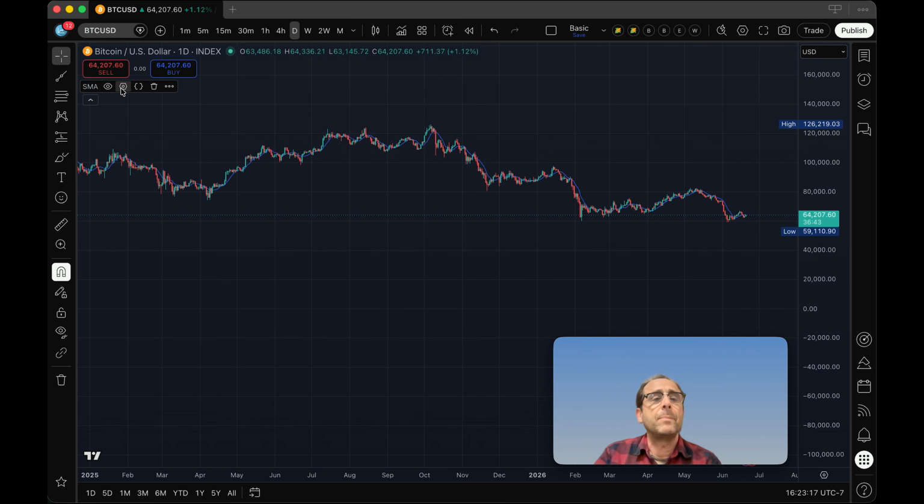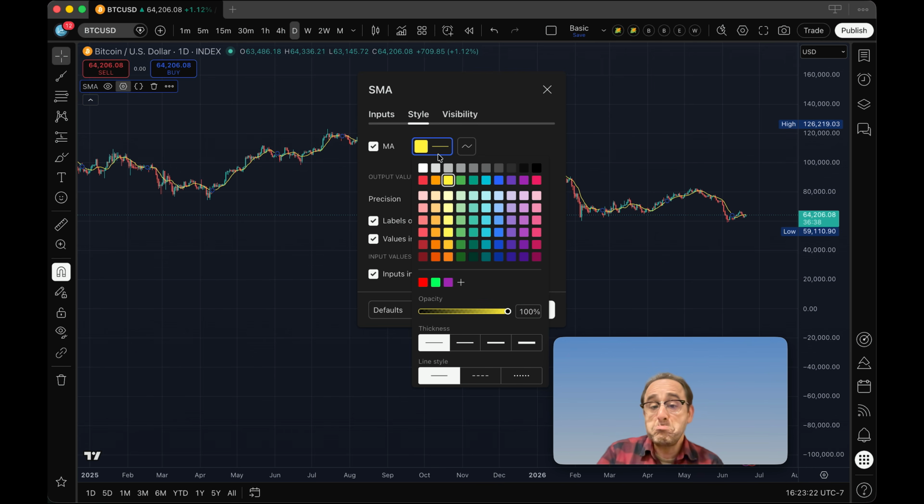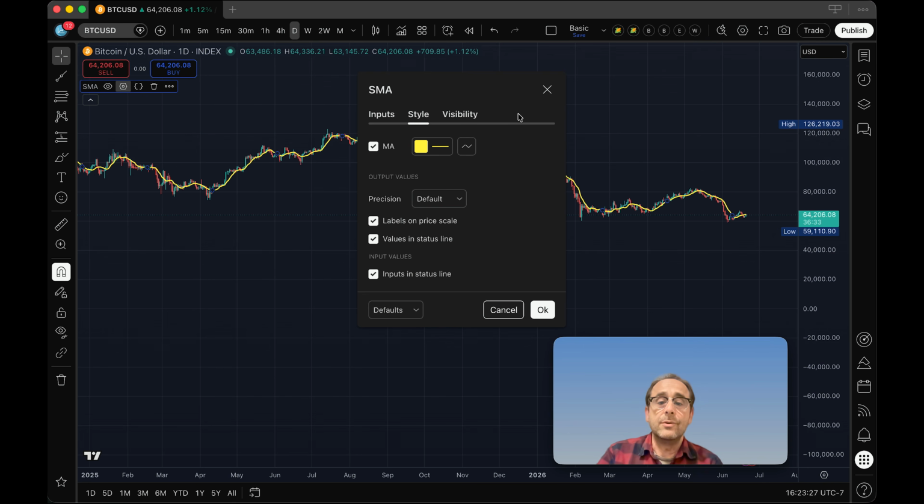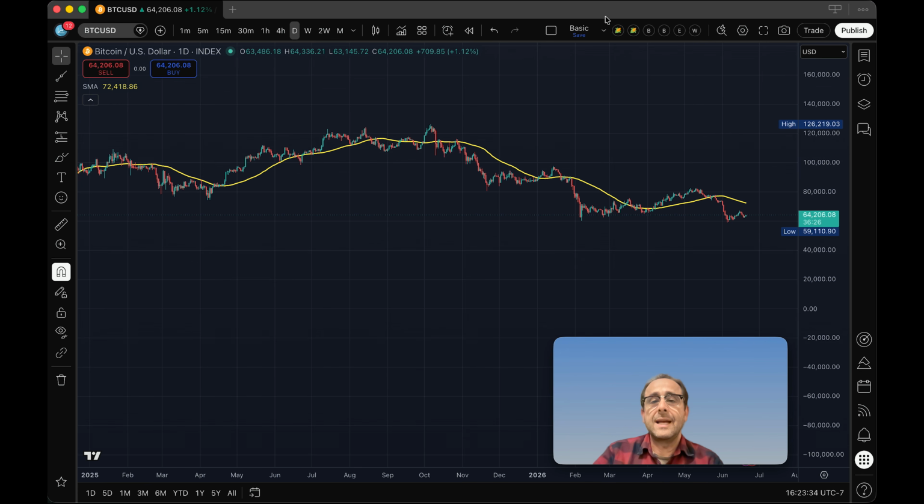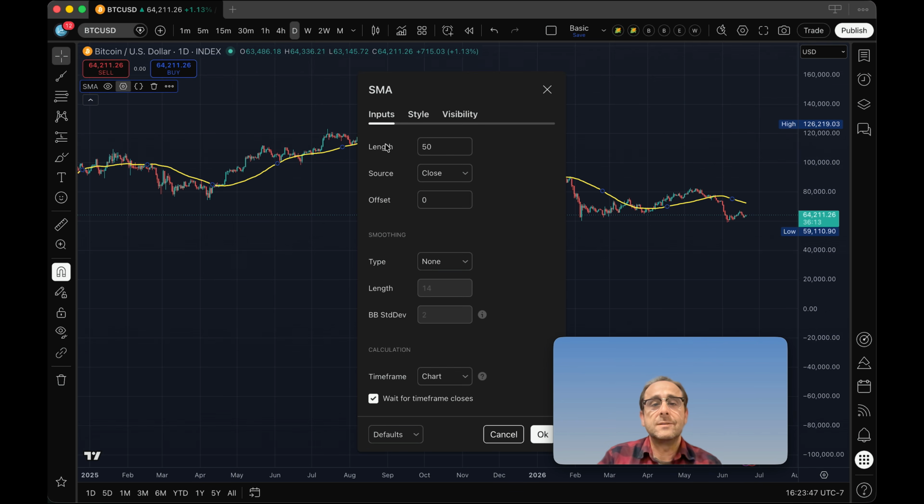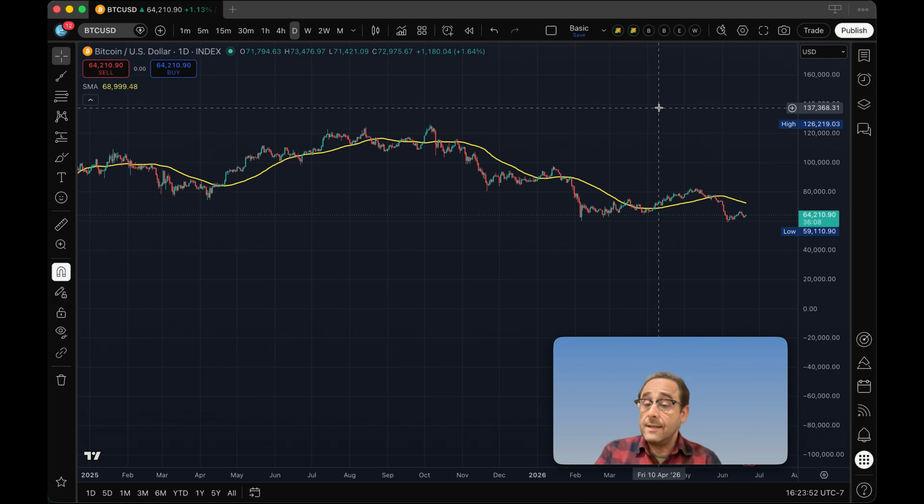Okay, so let's do a couple things. First of all, let's change this color to yellow. And let's make it a little bit thicker so it's easier to see for you. And let's change the input to 50. Okay, so I'm going to change that to 50. And now what we're looking at is the yellow line representing the average price of Bitcoin over the past 50 days. Day selected. The input on the simple moving average is 50. It represents the average price of Bitcoin over the past 50 days.